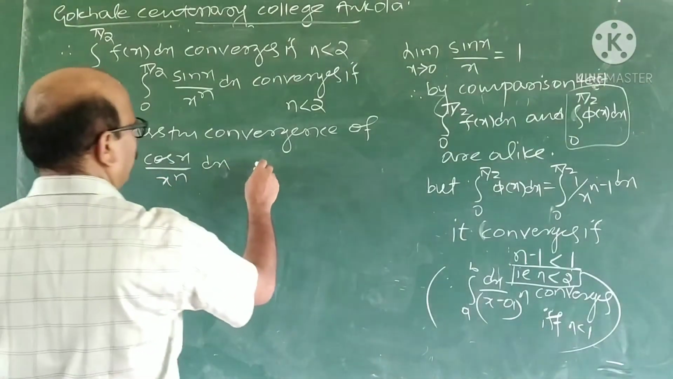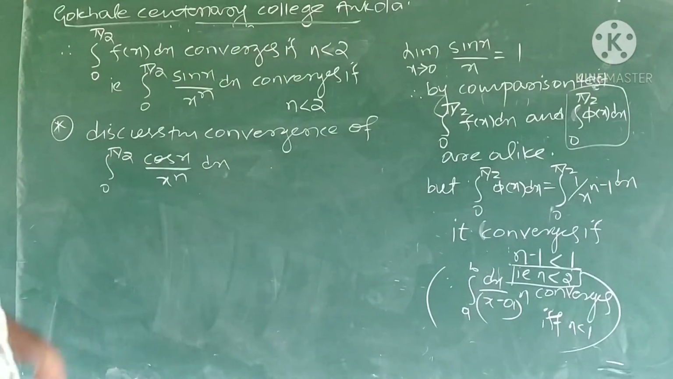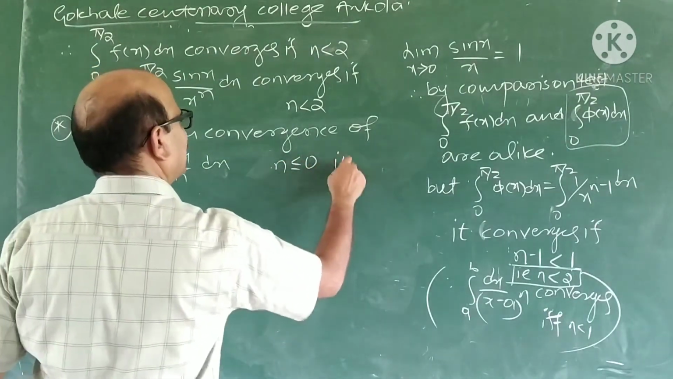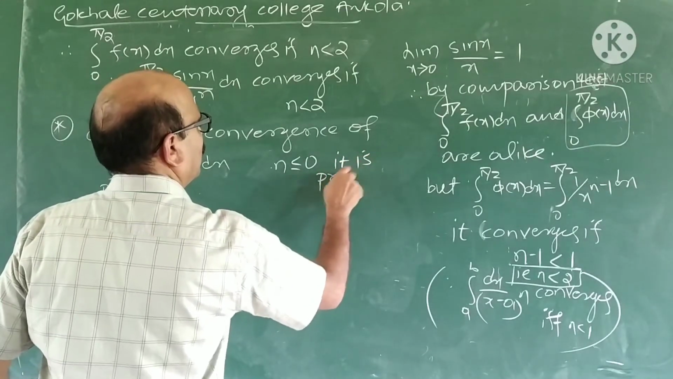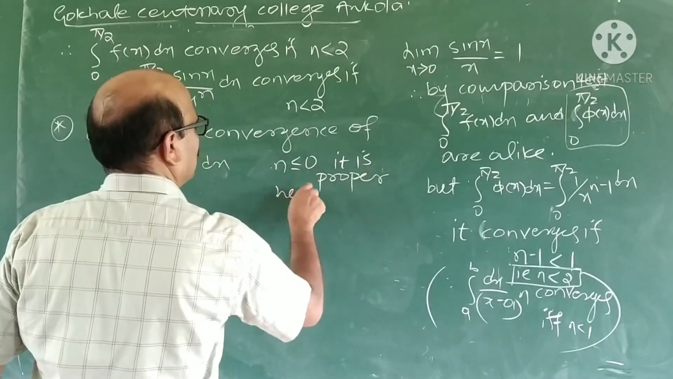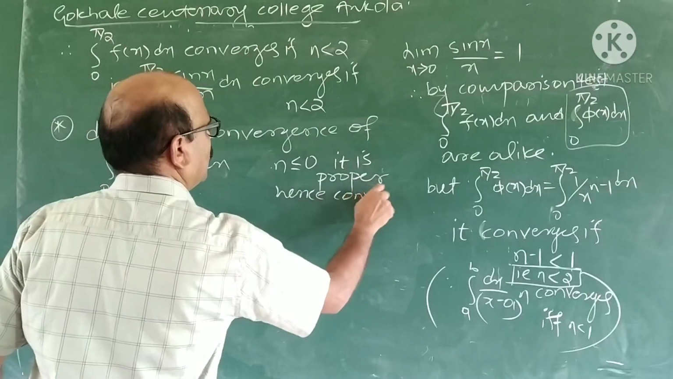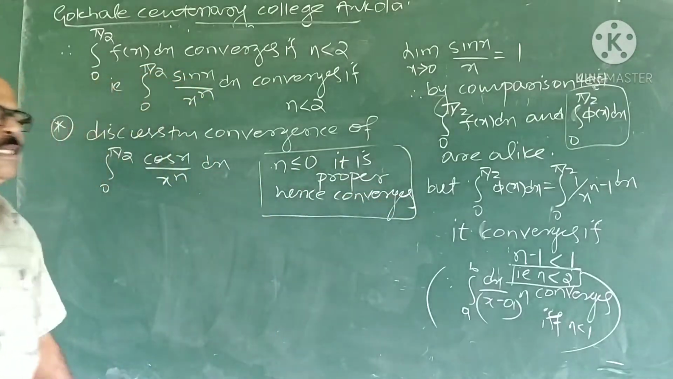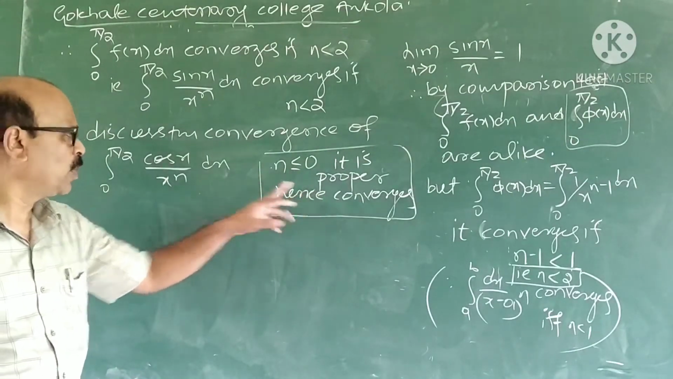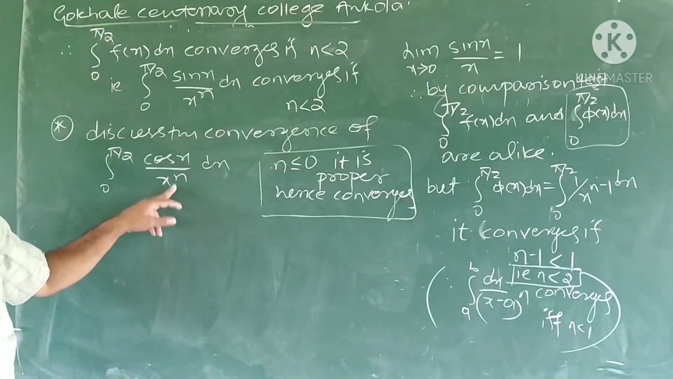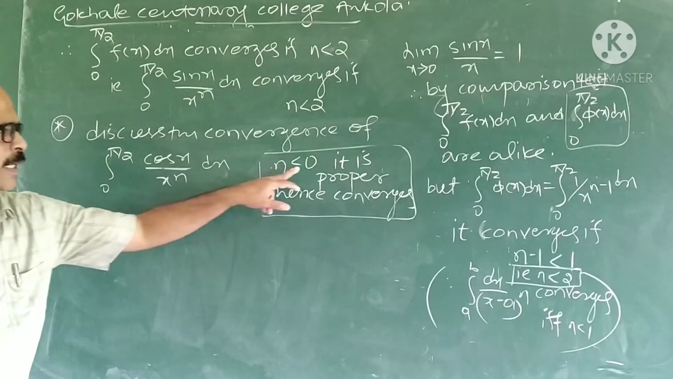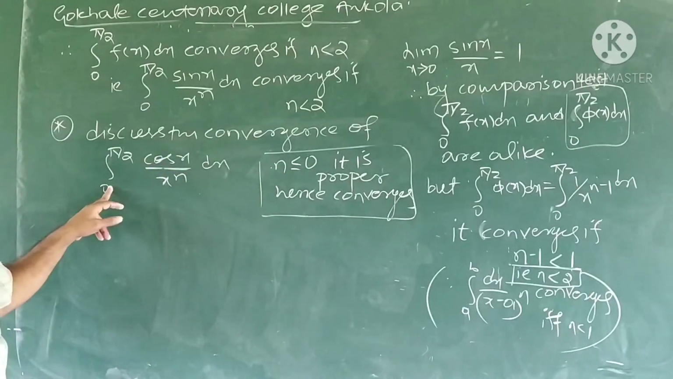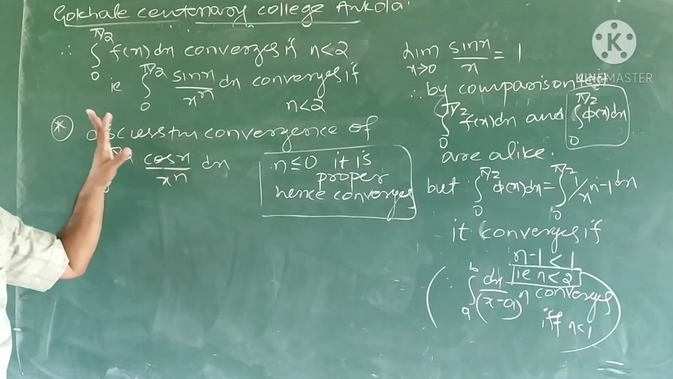Here also, find the points of discontinuities. For n less than or equal to 0, it is proper. Hence, it converges. You need not consider the case n less than or equal to 0 because it becomes proper. Why does it become proper? For n equal to 0, it becomes only cos x. For n less than 0, x raised to n goes to the numerator, and as x tends to 0, it becomes 0.